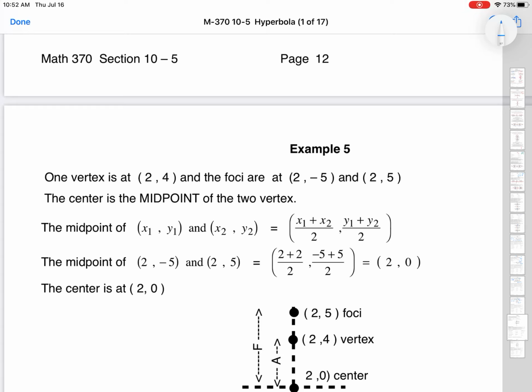So we're not given the center. So we're going to use the 2 foci points to come up with the center. The center is at 2, 0. That's where our center is. And everything is happening to the y.